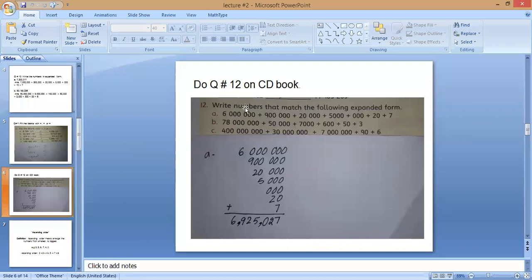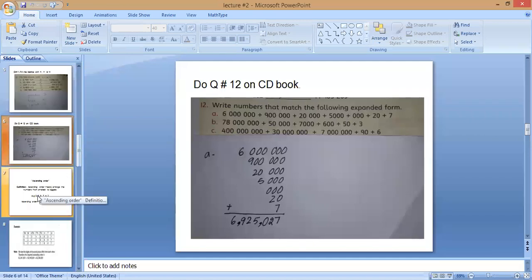Write numbers that match the following expanded form. The given question is in expanded form. You will write a number which matches this expanded form. You have two ways, you can write in any way. But the first way, you can check here. You will write the numbers according to place values, and after that you will add all these numbers. Then this is your required answer. You have to solve B and C by yourself, same as A.